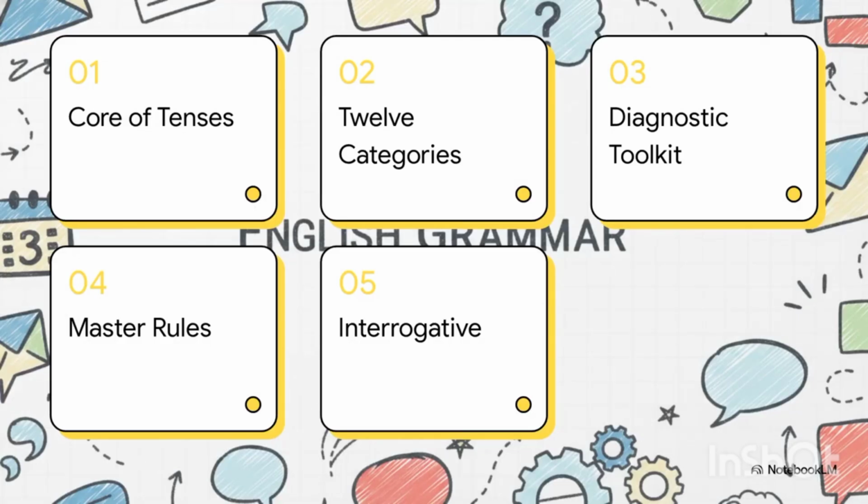Okay, let's dive into this roadmap. First up, the core of tenses. Then we'll look at the 12 categories, followed by identification and helping verbs. After that, we'll hit the master sentence rules and finally crafting interrogative sentences.